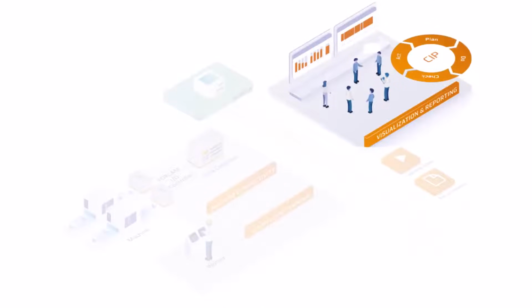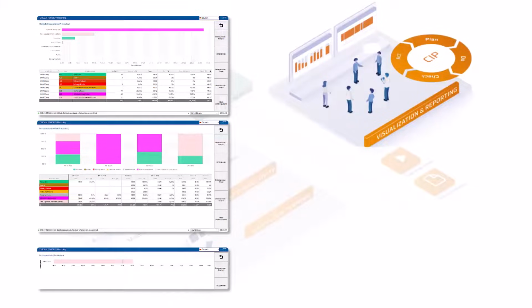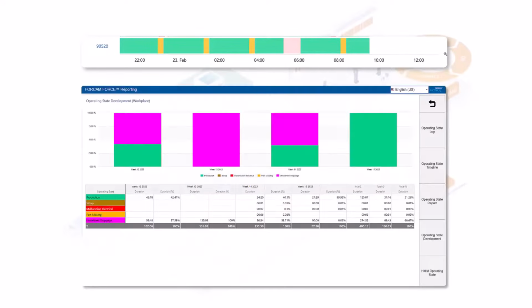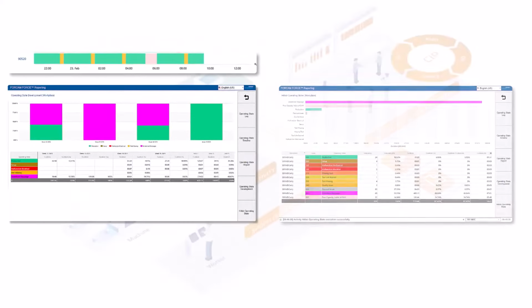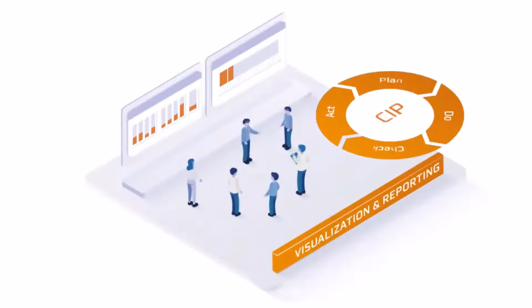Analyze the reasons for downtime, setup times, operating state and utilization rate, all in real time. The operating state timeline, respectively the operating state development, as well as the operating state hit list provide the essential contributions to the increase in productivity. Use the data obtained and the intuitively understandable reports and visualizations to identify optimization potential. Get an objective basis for decision making in the continuous improvement process of your production.